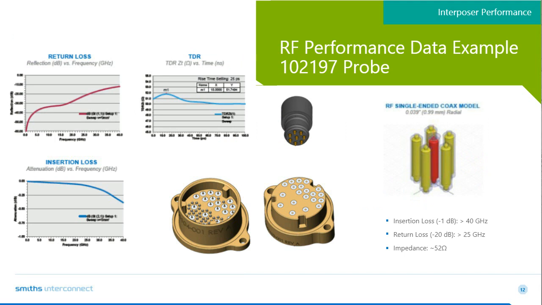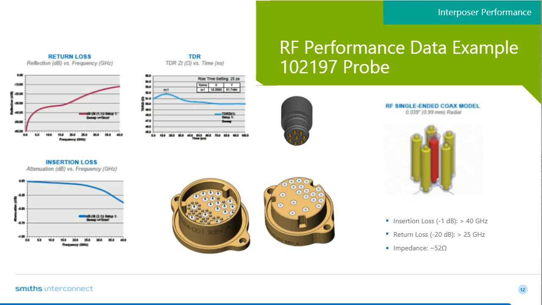Now this is an RF example, a simulated result. So again, a Gatling style connector was simulated. In this particular case, we have a center signal pin surrounded by 5 return pins. So the results for insertion and return loss show better than minus 1 dB at 40 gigahertz, and greater than minus 20 dB at 25 gigahertz. And the impedance in this case is 52 ohms.